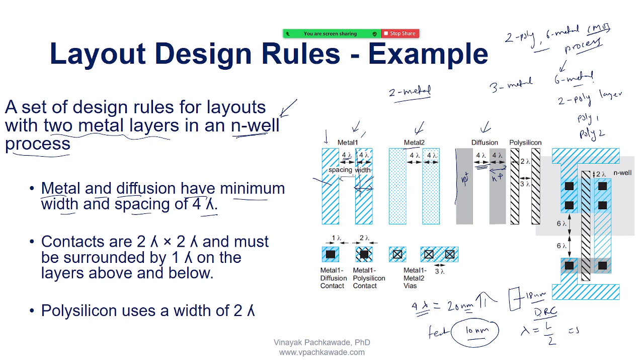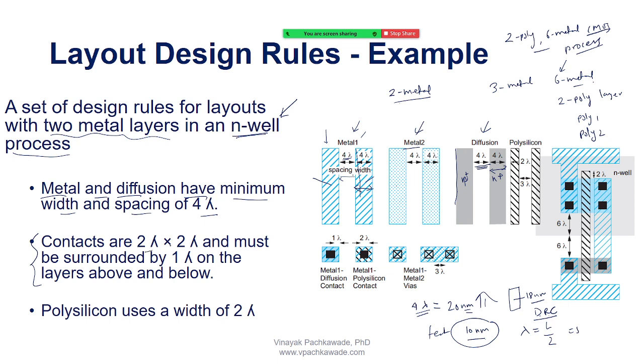Okay, now look at the second rule. For instance, Sir, will there be any fractional number like 2.5 or 3.5 lambda, or is it always an integer? It's always an integer. Okay, for good design practice, yeah.